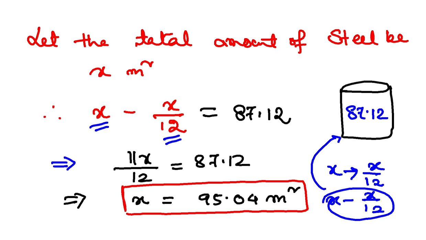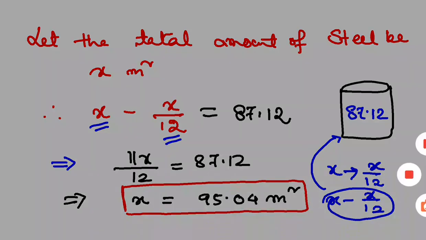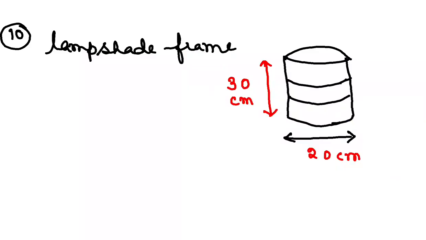Now let's move on to question number 10. Now question number 10, they are saying there is a lampshade frame. The frame is cylindrical in shape, the diameter is 20 and height is 30. That is what is given. After that they are saying the top and bottom, we have to decorate with the help of a cloth. Okay, on the top and bottom an extra 2.5 is needed. Okay, so this much is actually 2.5 centimeter and this is 2.5 centimeter.